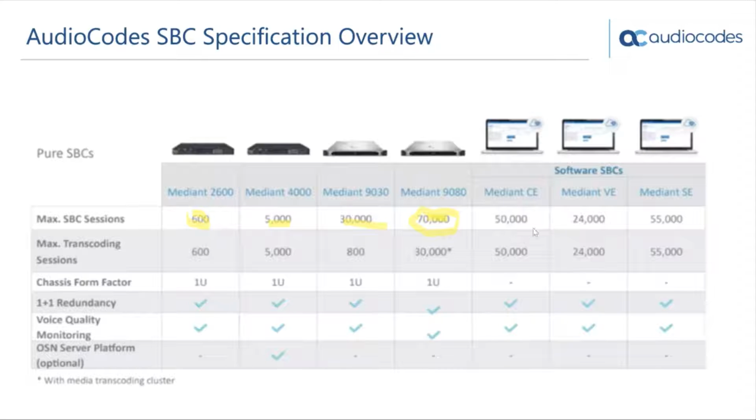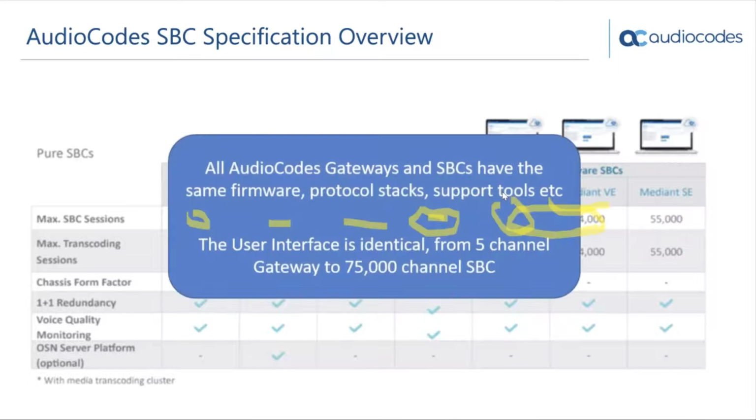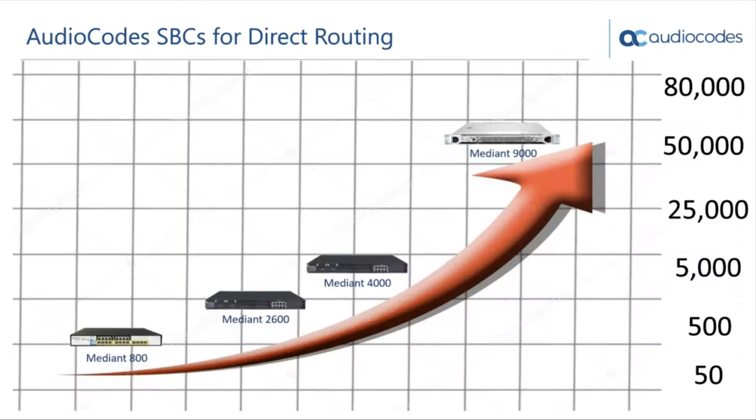But what's big now really is software SBCs, and you can see that we do have quite high capacity in our software SBCs. We can still run 50,000 sessions here, 25,000, 24,000 sessions here. But the one thing that's important to note is that all of our gateways and SBCs have got the same firmware, protocol stacks and support tools, etc. So as you go from little to large, from hardware to software, nothing changes. It's all the same interface. So it means that your understanding of how to deploy these things is exactly the same, and you can support them just as easily. If we look at the SBCs we tend to use for direct routing, as I said, it's really a question of little to large.